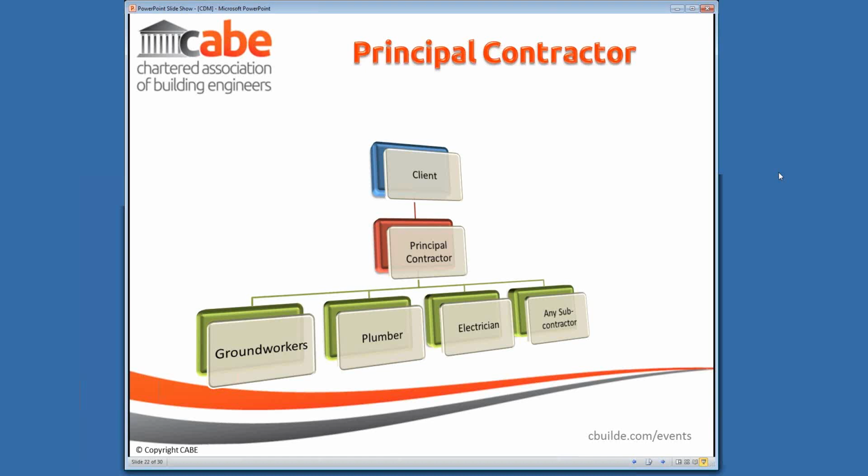Other than on domestic projects, the broad intention of the 2015 regulations is that the role of the principal contractor will not significantly change. All that we'll see is where it previously said they liaise and work with the CDM coordinator, it's now working with the principal designer and the other parties in the process.